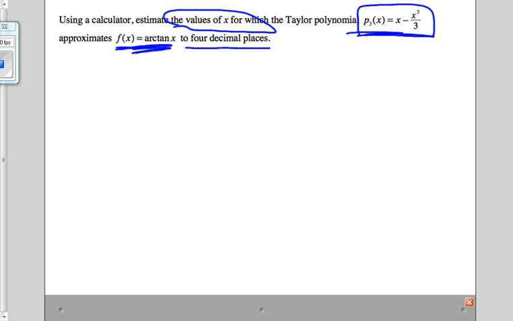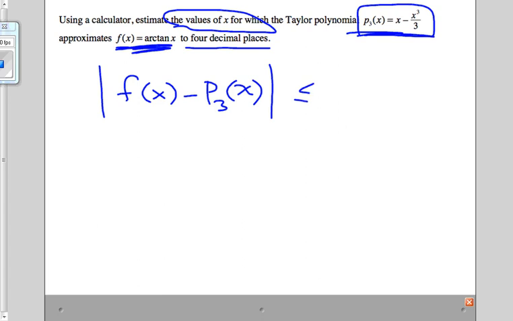Well, this is saying I want to find the values of x such that f of x minus p sub 3 of x, that error is within 4 decimal places, so that this difference is less than or equal to 0.00005. Just for later reference, this is 5 e to the negative 5. Okay, so how do we do that? How am I going to find that?